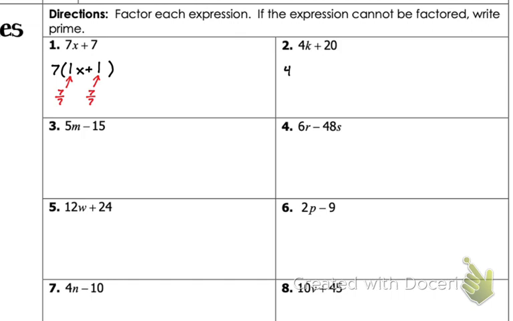So we bring that 4 out front. And once again, we start creating our parentheses. And what goes in each spot is our numbers divided by this 4. So what goes in here is going to be 4 divided by 4, which is 1. What goes in this space is going to be 20 divided by 4, which is 5.